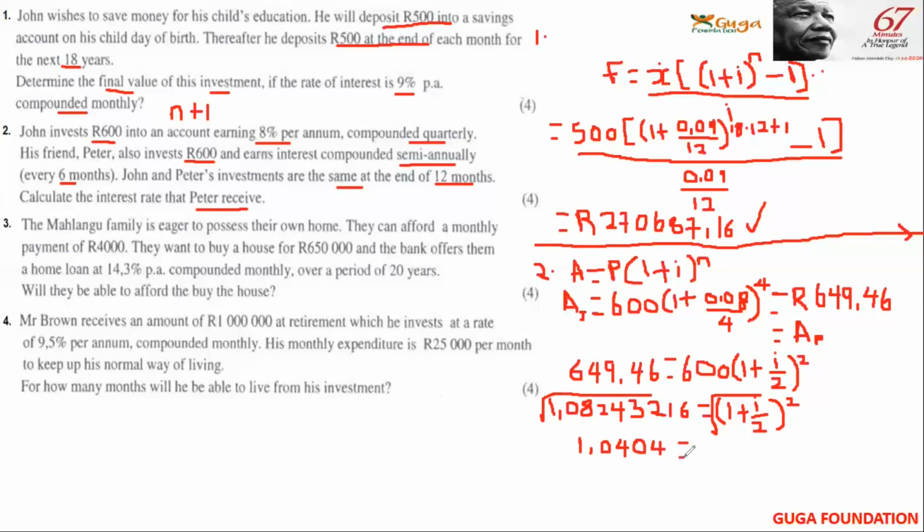Which is equal to 1 plus i divided by 2. Now you take 1 to the other side, it will be 1 minus, so you're left with 0.04 there. So now you transfer 1 to the other side, and then you'll be left with 0.04.